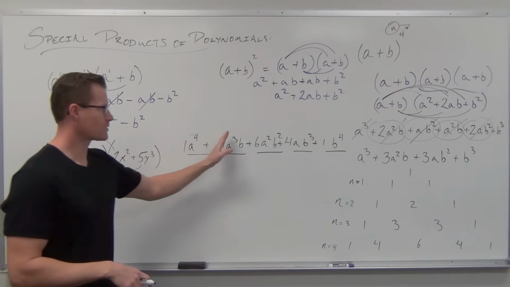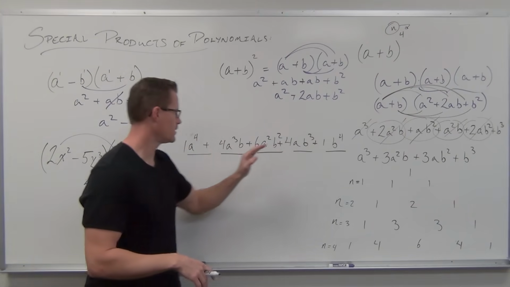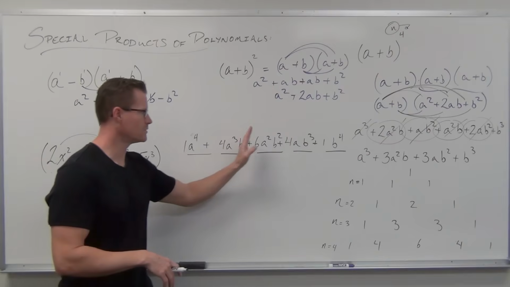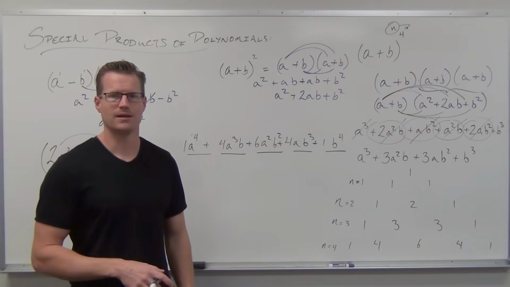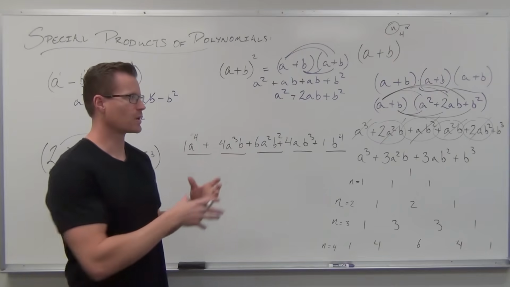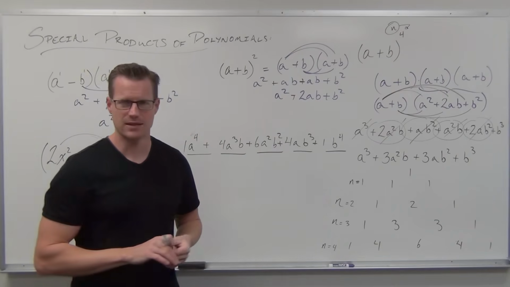A is descending, so 4, 3, 2, 1, none. B's ascending, none, 1, 2, 3, 4. Done. Completely expanded. That's awesome. That's where some of that advanced stuff comes from.